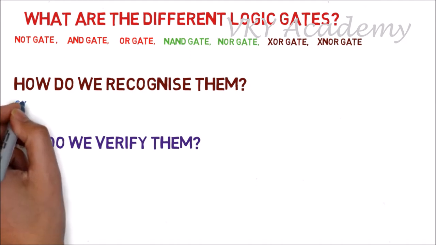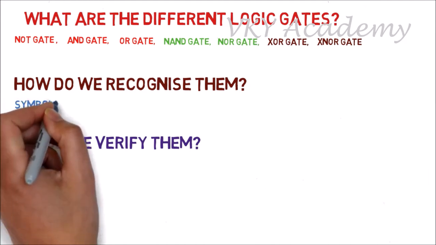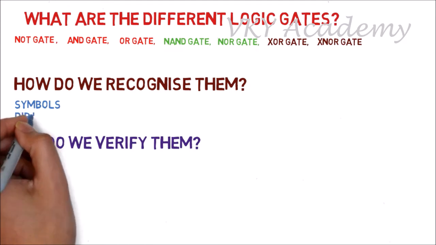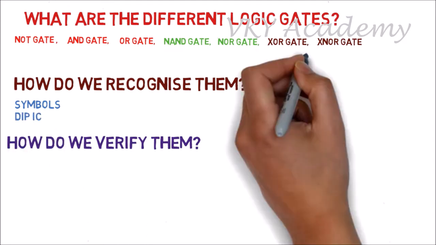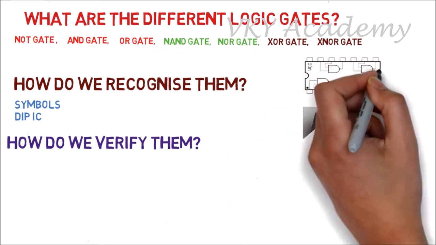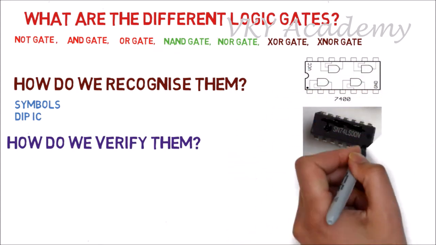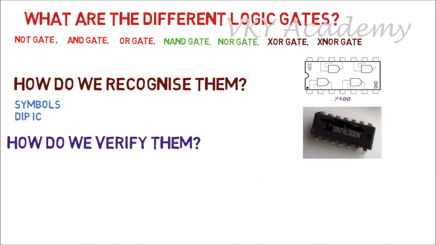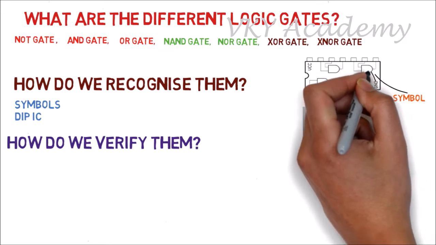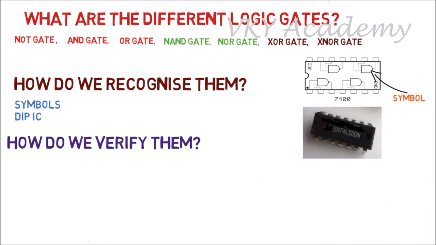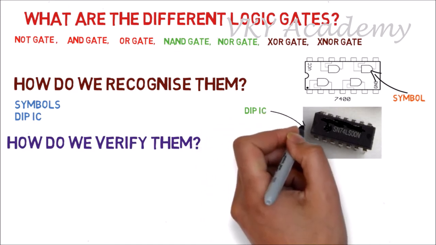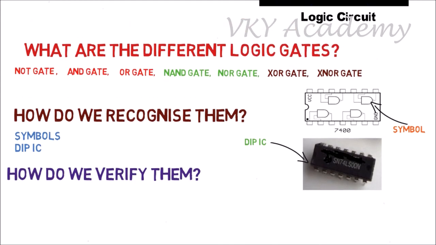Now how do we recognize the logic gates? The logic gates can be recognized by the symbols or by the DIP IC. DIP IC means dual inline package IC. Now you can see in the figure that there is a box and there are some logic gates. All logic gates are of similar type. This is a NAND logic gate, which is embedded inside a black box. This black box is called an integrated circuit, and it is of DIP type, or you can say dual inline package type.